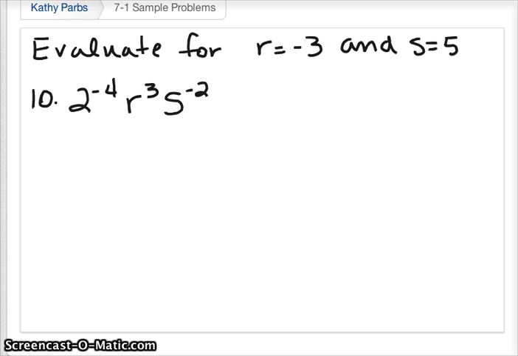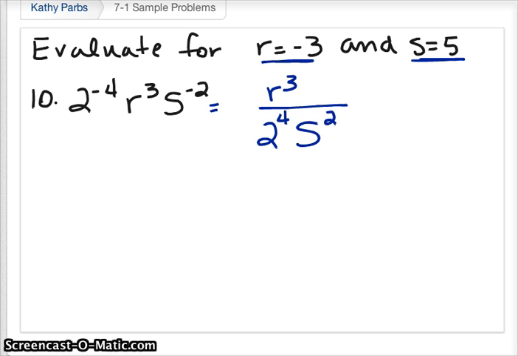In this problem, we're going to simplify it, and then it says to evaluate it, and they give us values for R and S. So the first thing, 2 to the negative 4, because it's a negative exponent, we're going to move it to the denominator. R to the third will stay where it is. S to the negative 2 will move to the denominator and become positive. And now we can substitute. So in place of R, we'll put negative 3. Be sure you use the parentheses because R is negative 3, so it has to go in the parentheses.